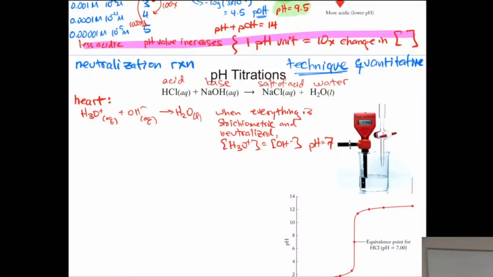So let's just deal with a strong acid. Now, what does it mean again to be strong? It completely dissociates, or virtually 100% dissociation, okay? So in this case, we have hydrochloric acid. So let's put that in there. HCl in aqueous solution is going to dissociate virtually 100%.